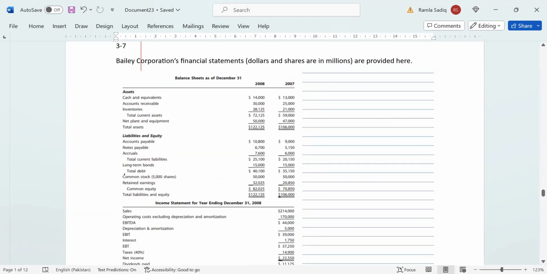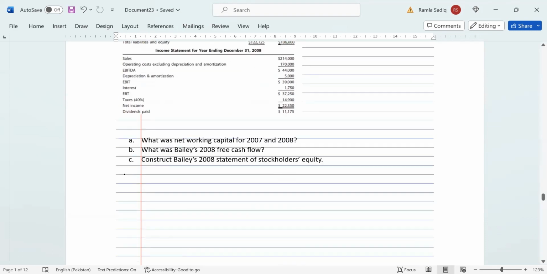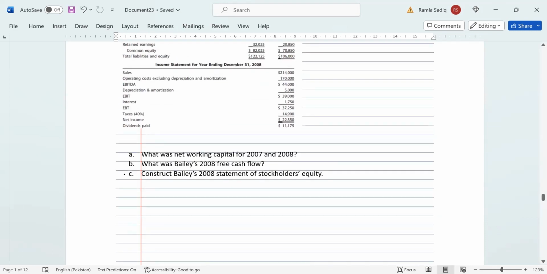In 3-7, now we have a slightly longer question, but this is useful because it allows us to calculate based on our financial statement. What we want to be able to calculate is our net working capital, our free cash flows, and the statement of stockholders' equity.